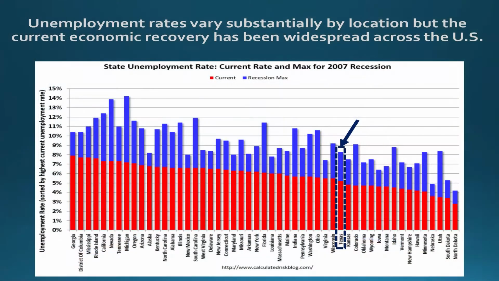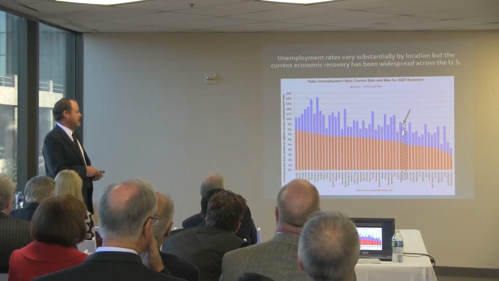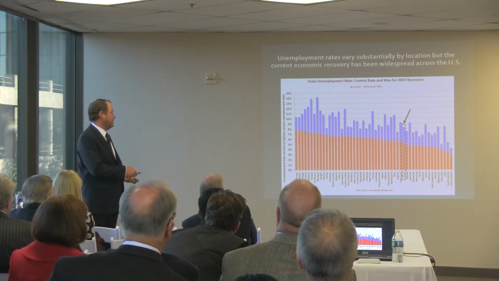This is unemployment by state. Now this is an interesting slide because it shows you the worst of the recession was blue, current is red. So it's all 50 states, and across the board you can see the recovery's been widespread. Every state has had a recovery. Now Texas is right there, right? Texas wasn't as hard hit, and we're in the top 1/3 in terms of unemployment rate.